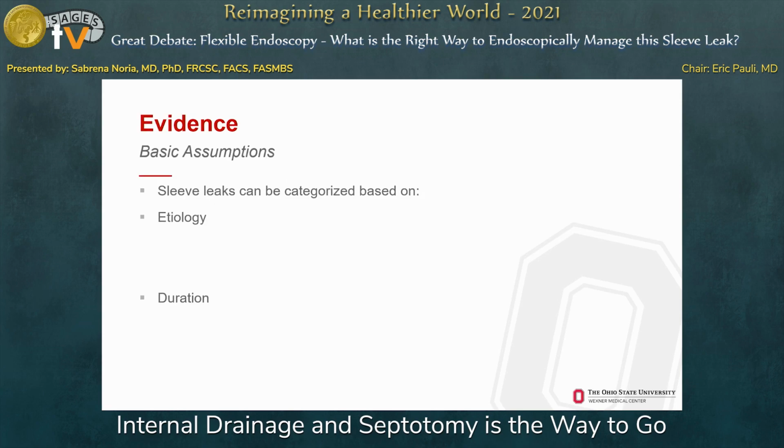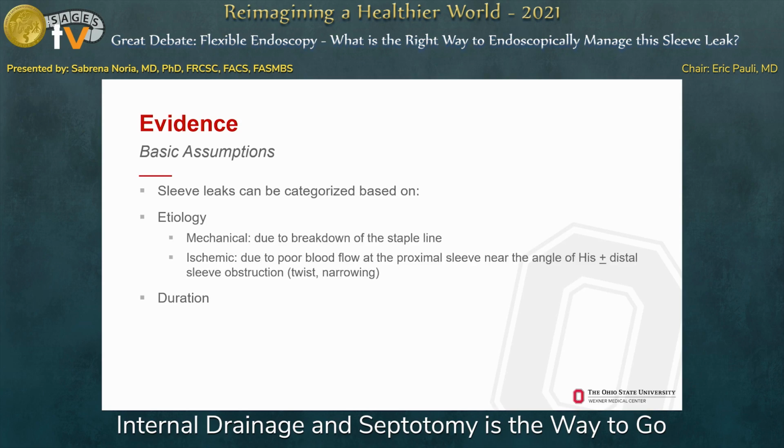So basic assumptions here: sleeve leaks can generally be categorized based on their etiology and defined by their duration. Etiologically, there are mechanical leaks, which are just a breakdown of the staple line somewhere along the sleeve. And then there are ischemic leaks, related to poor blood flow at the proximal sleeve near the angle of His, which in and of itself or with distal pressure will cause a leak, typically proximally. Duration-wise, leaks are defined as acute, less than 7 days, early, 1 to 6 weeks, late, 6 to 12, and chronic, greater than 12.